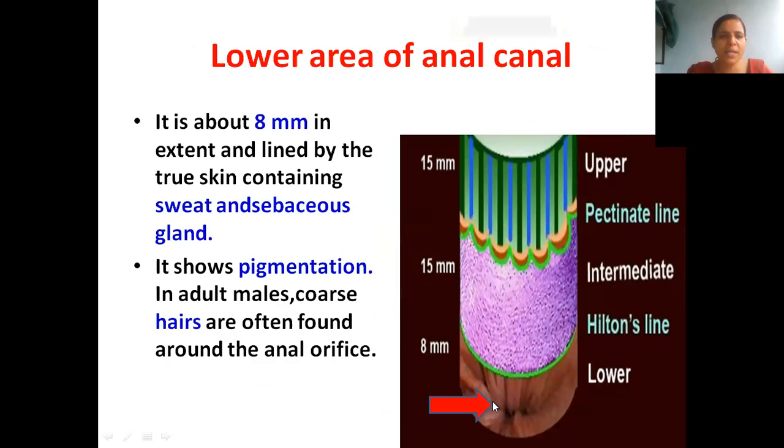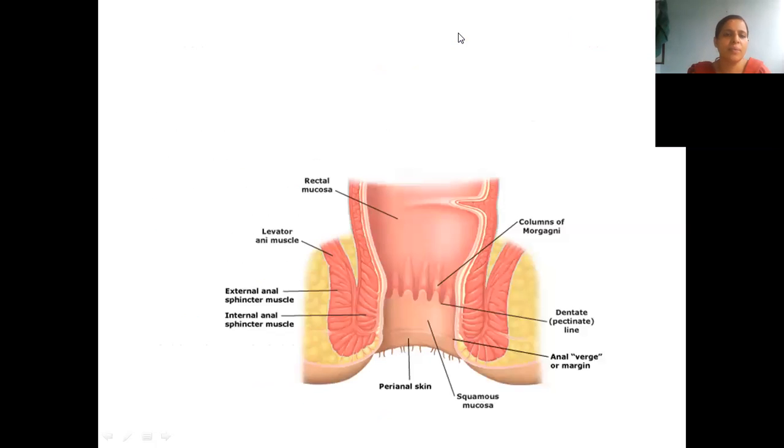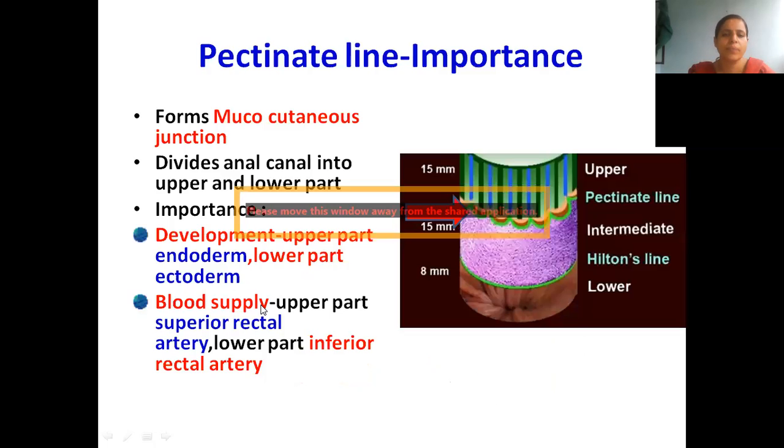Now, the lower area of the anal canal measures around 8 mm. It is lined by true skin. It has sweat glands and sebaceous glands. It shows pigmentation. In adult males, you will see hair is also present in this region around the anal opening, the anal orifice. Now see here, this is the last 8 mm part below the white line of Hilton. This is the true skin area, where we have hair, sebaceous and sweat glands.